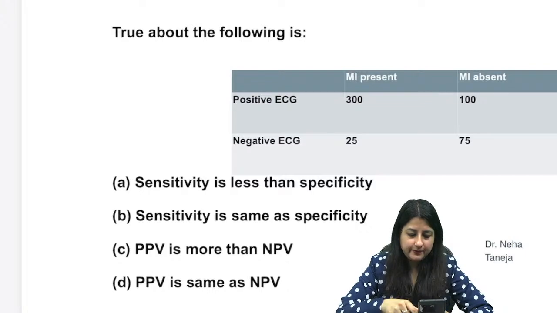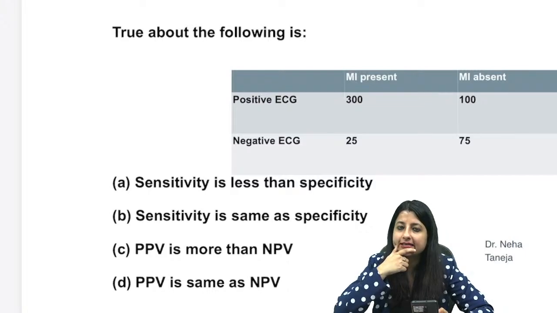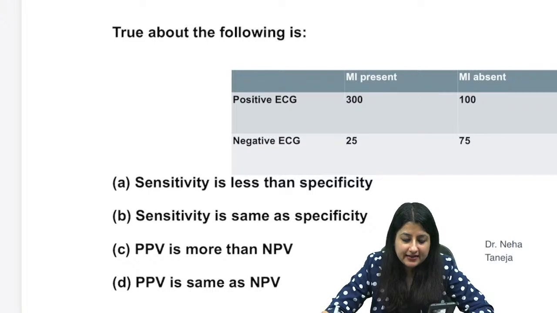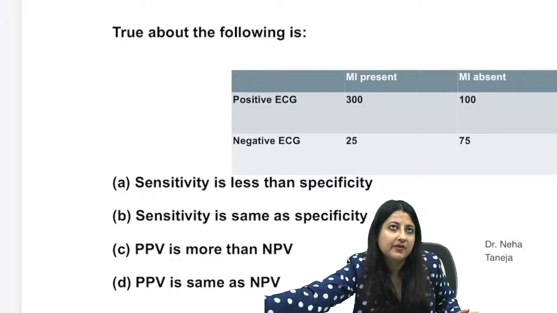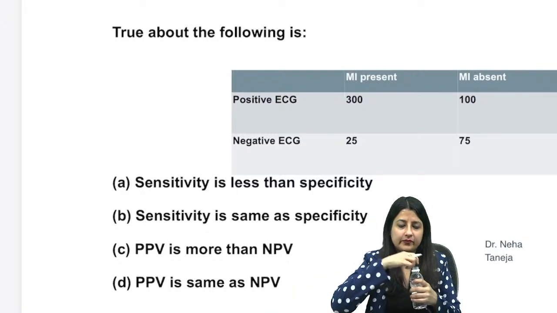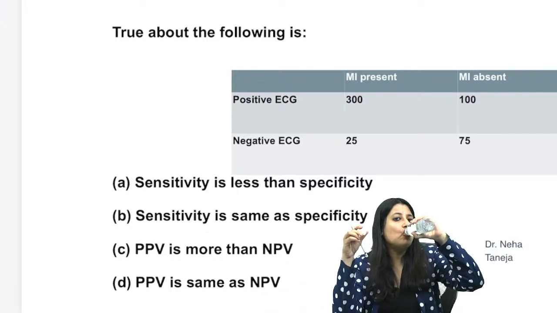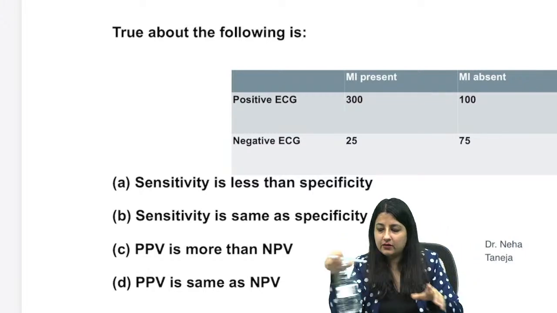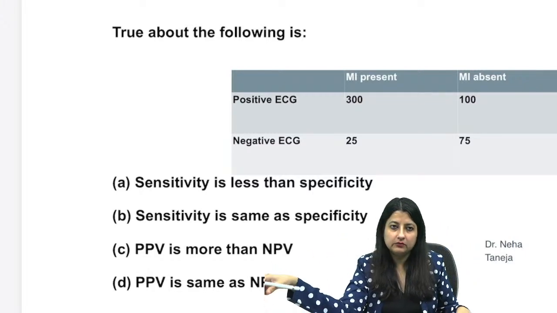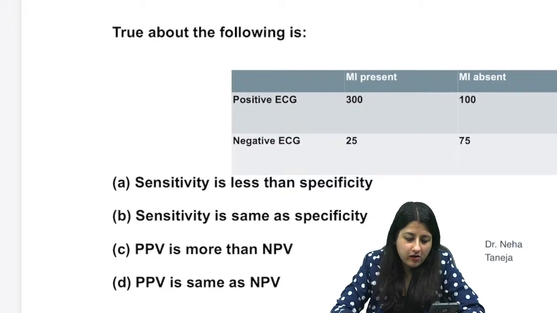Today is what day? Today is 19th. Okay, now tell me the answer to this. Let's calculate everything. What is sensitivity? What is specificity? What is PPV? And what is NPV? Okay, what is your answer, guys?